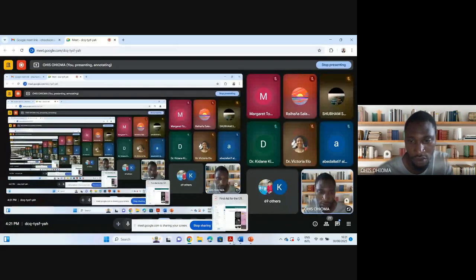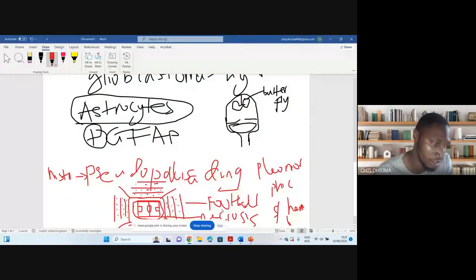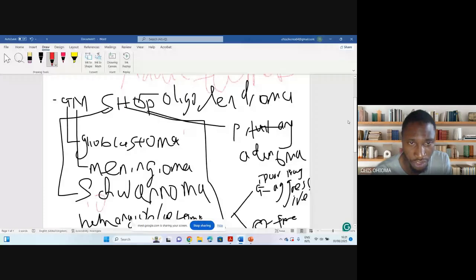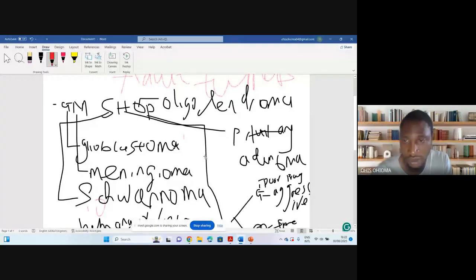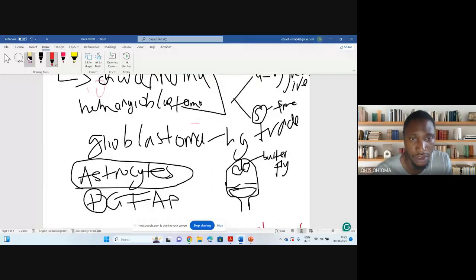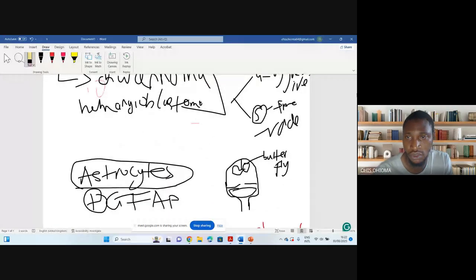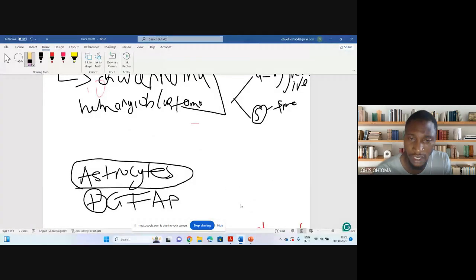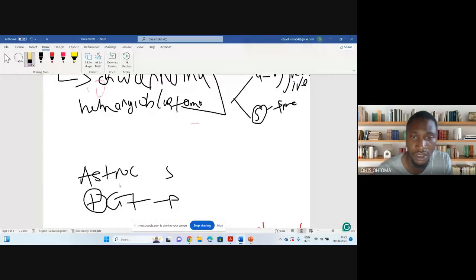Okay, so the next one I want to talk about is an oligodendroma, right? The O here. I'm going to talk about the oligodendroma. The oligodendroma is not a really aggressive tumor like that. It's not so aggressive.